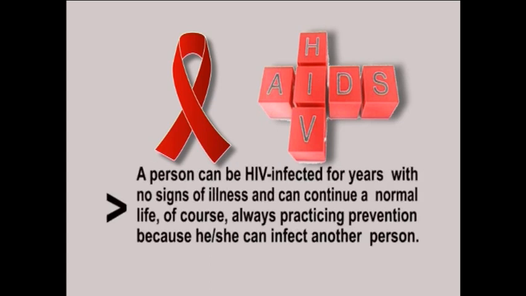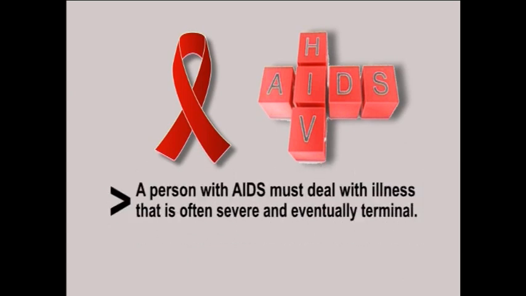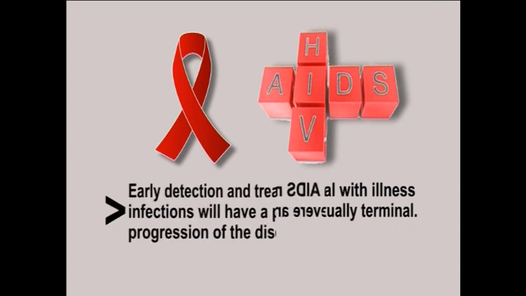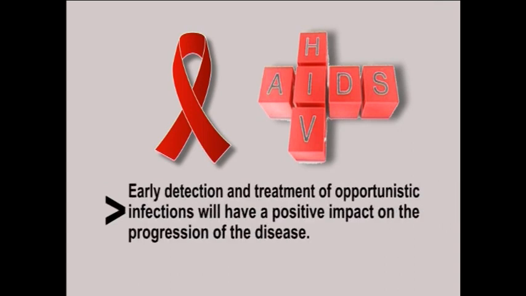A person can be HIV infected for years with no signs of illness and can continue a normal life, of course, always practicing prevention because she can infect another person. A person with AIDS must deal with illness that is often severe and eventually terminal. Early detection and treatment of opportunistic infections will have a positive impact on the progression of the disease.